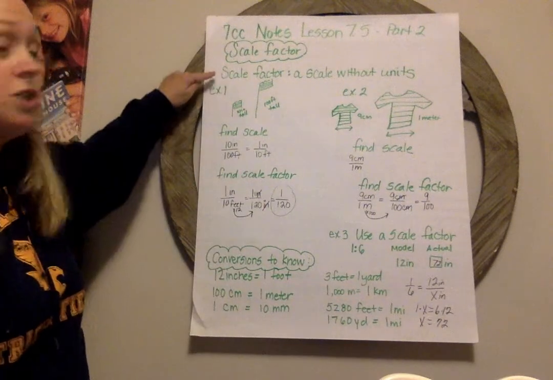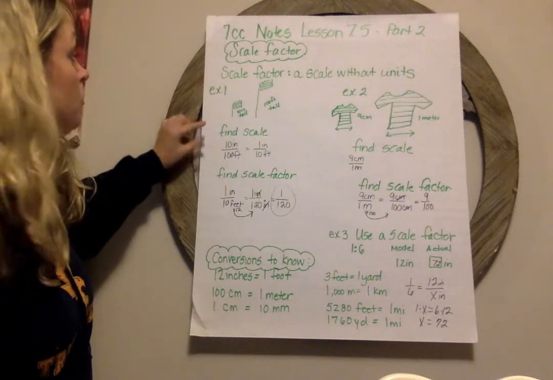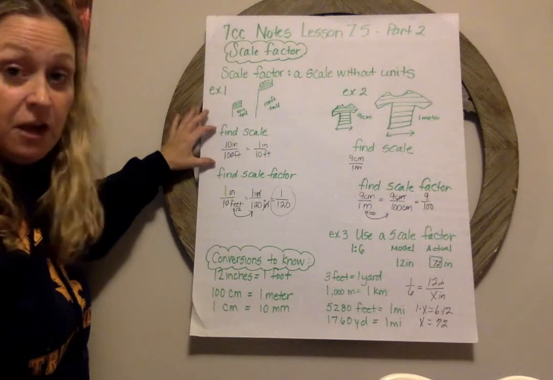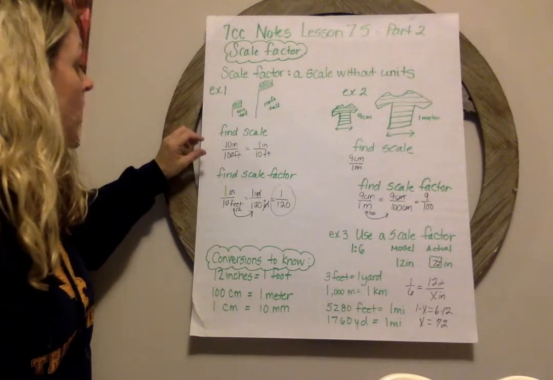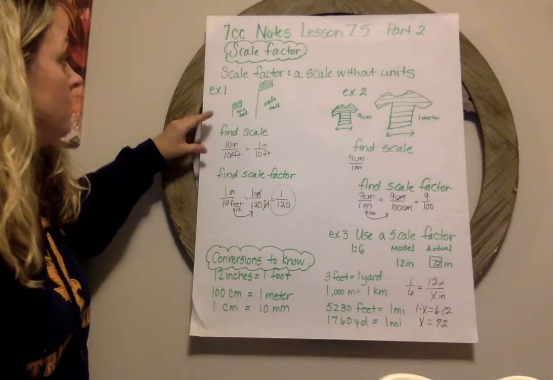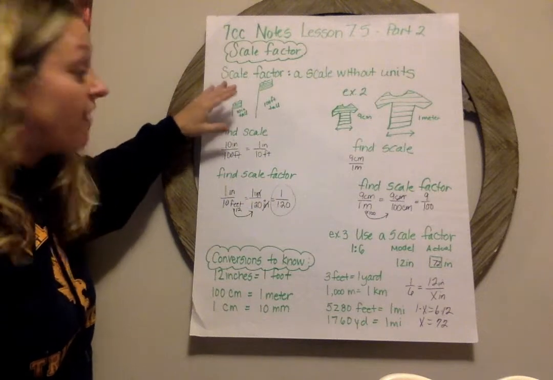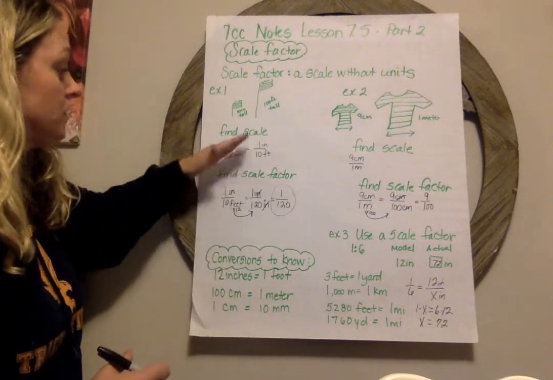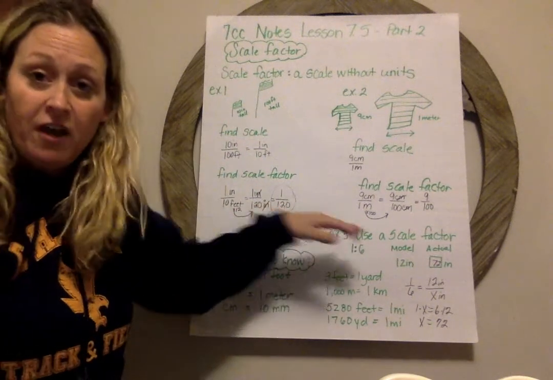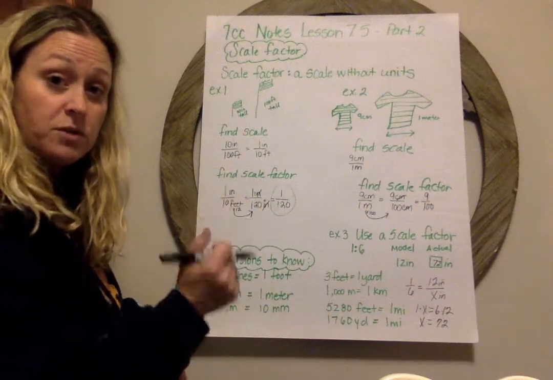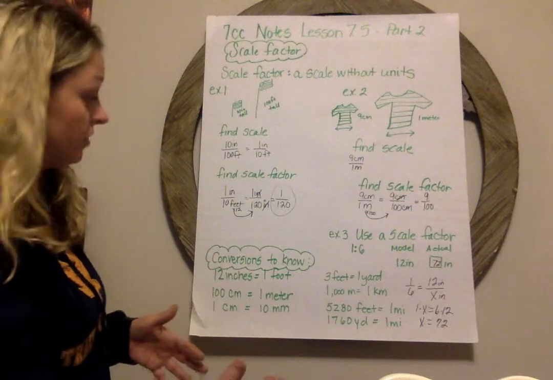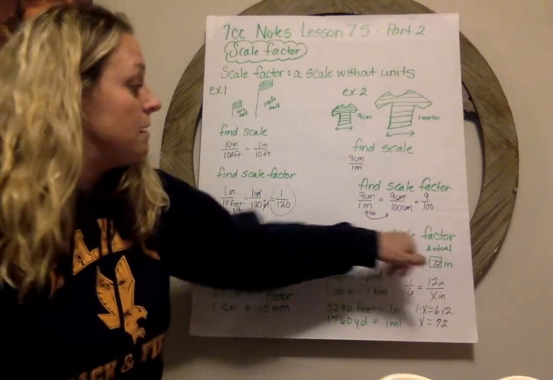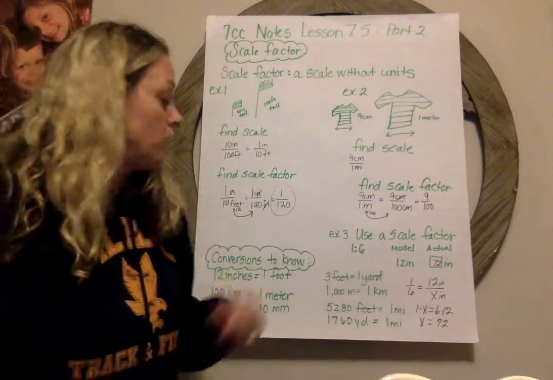Within these notes, you need to know what a scale factor is. You need to know how to find a scale factor given a scale. You need to be able to find a scale given diagrams or drawings or models and make sure those scales are in simplest form. Scale factor has no units because both parts of the ratio need to be converted to the same units. You need to be able to use a scale factor and you need to know conversions.